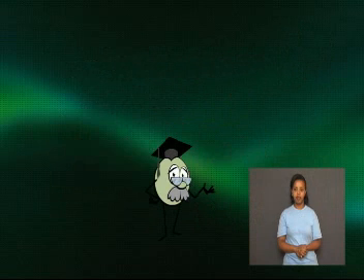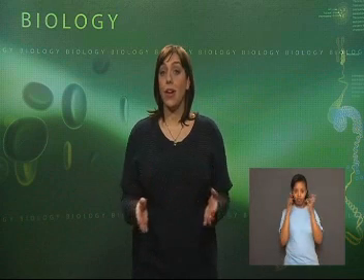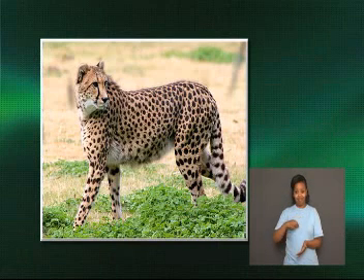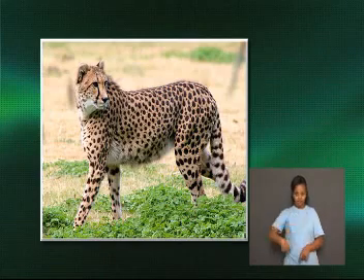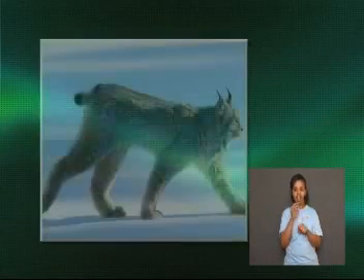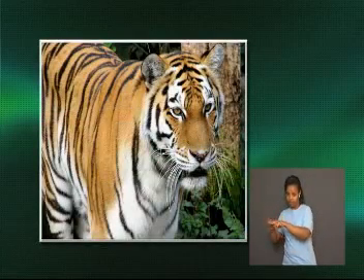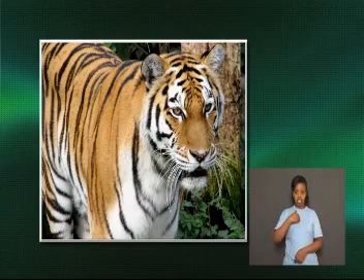Time's up. Let's get back to our lesson. Hello again. If you separated the cats based on the type of marks they have on their fur, then you are correct. 2 of these cats have spots, while 1 has stripes. You should have put the cheetah and the lynx in one category and the tiger in another. If so, well done.